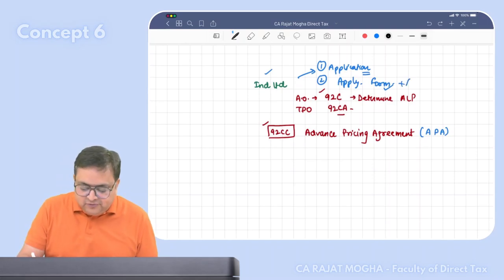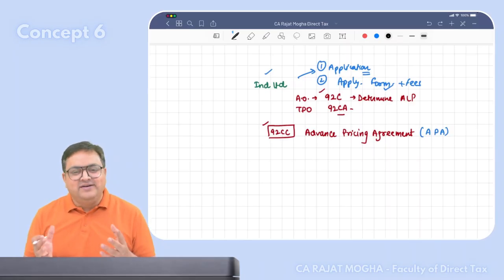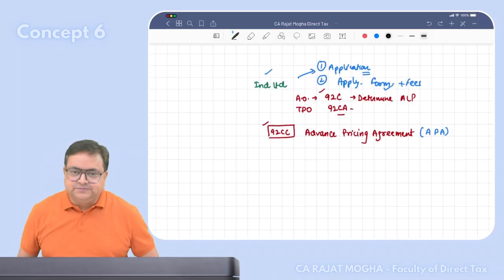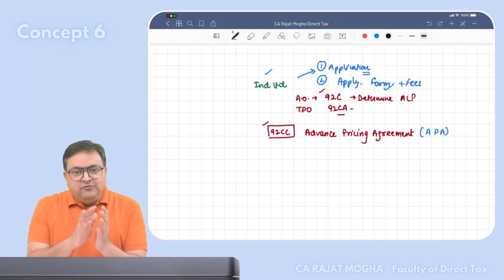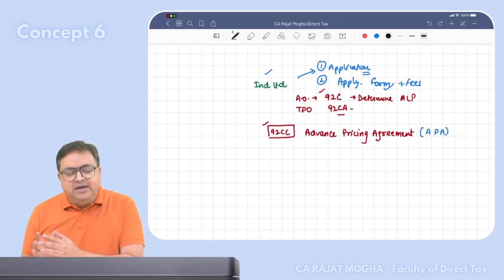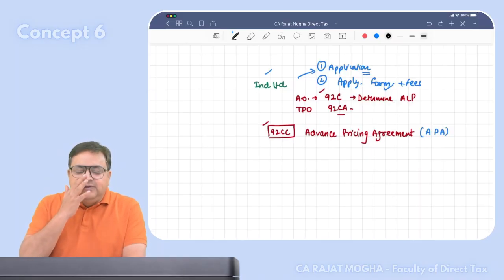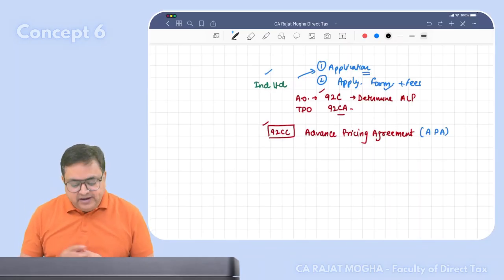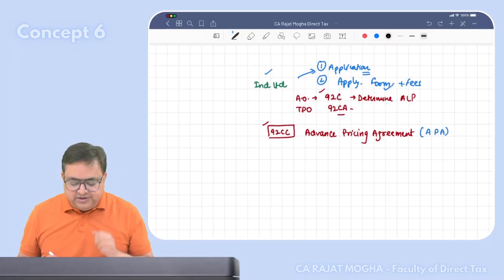And obviously there is a fee also, and it's not a very low fee, it's quite a significant fee. Some 10 lakh, 15 lakh, 20 lakh, I'll tell you. So now you have to apply for the APA with the prescribed fees. Now your case would be assigned to the APA team, and the APA team will be calling you and taking some documents from you, and they will be deciding your ALP, correct? Now, this ALP, once it is determined, is binding on you as well as on the assessing officer up to the level of commissioner.